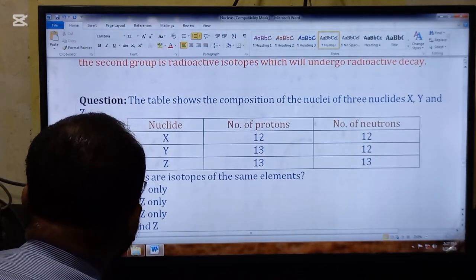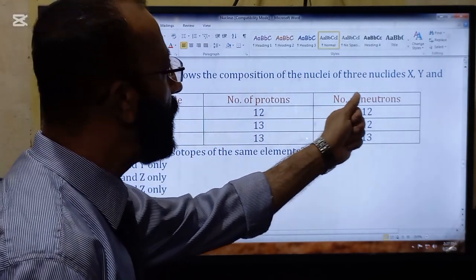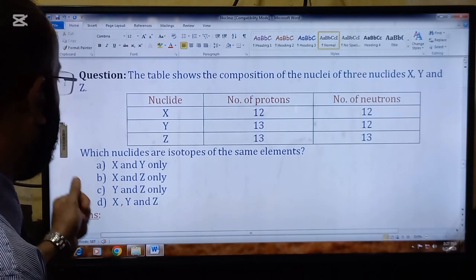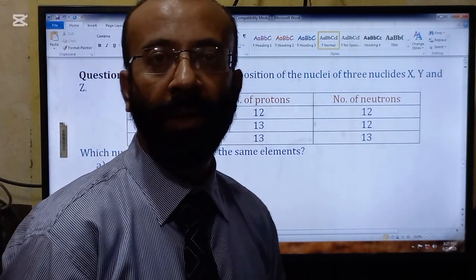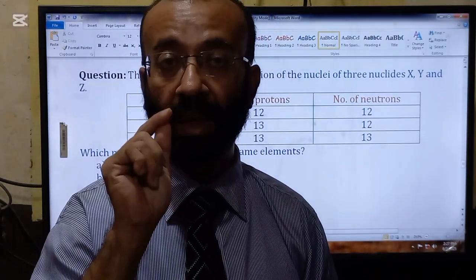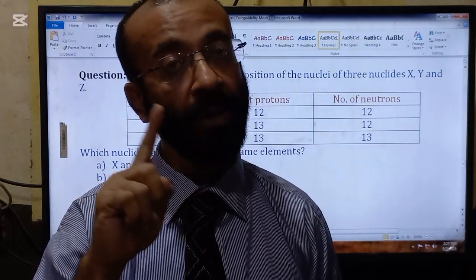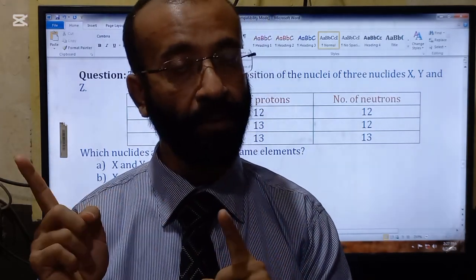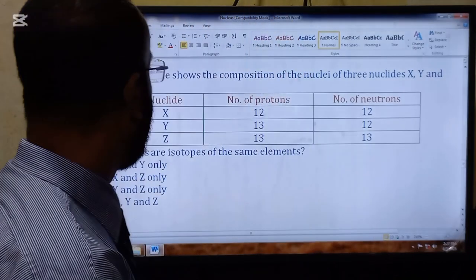A question is here. The table shows the composition of the nuclei of 3 nuclides, X, Y and Z. Which nuclides are isotopes of the same element? For being isotopes, their atomic number or proton number should be the same, but neutrons should be different. So same protons but different neutrons is the sign of isotopes.